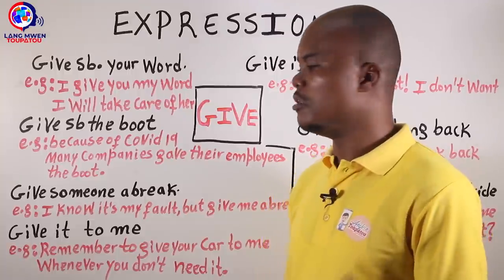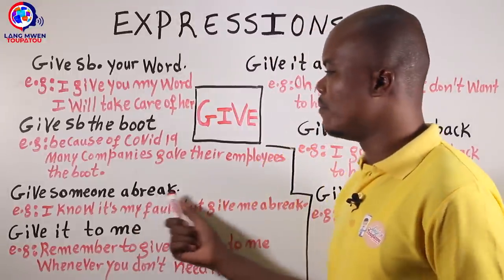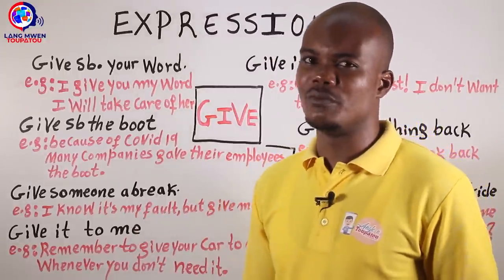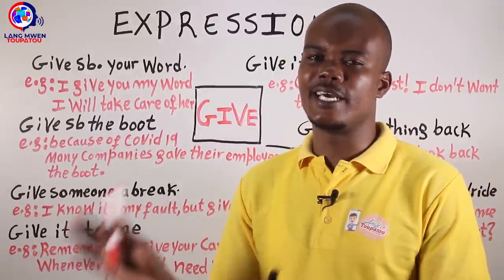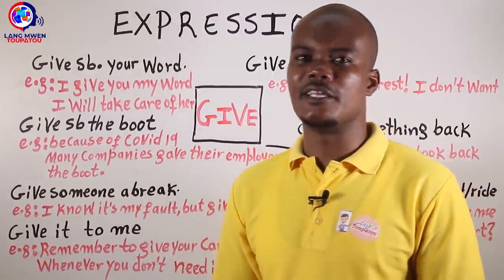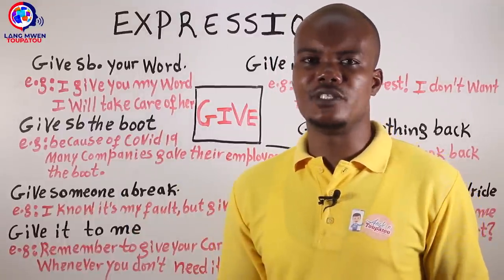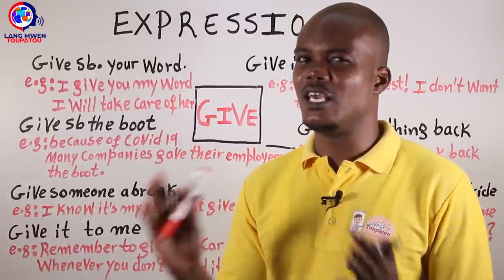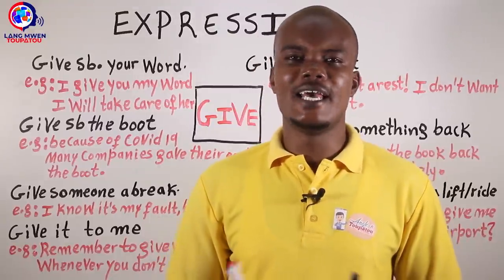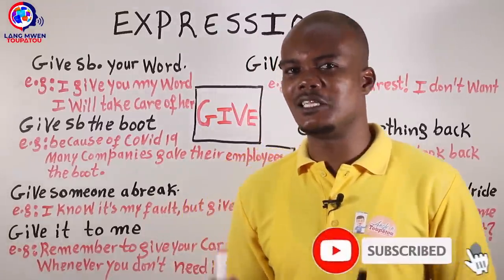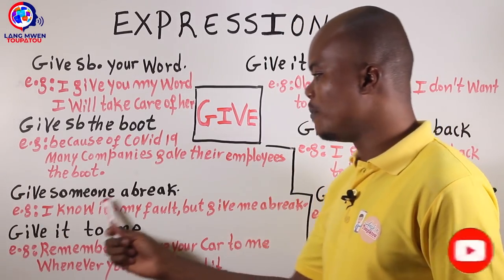And now it's time to go to the third one. The third collocation is give someone a break. To give someone a break means to stop criticizing someone because of something, because this person does something wrong and they criticize the person. And you say, give this person a break. When they say to give him or give her a break, they mean to stop criticizing this person because of something.